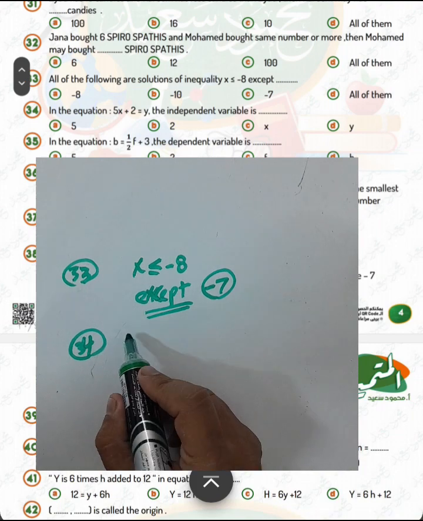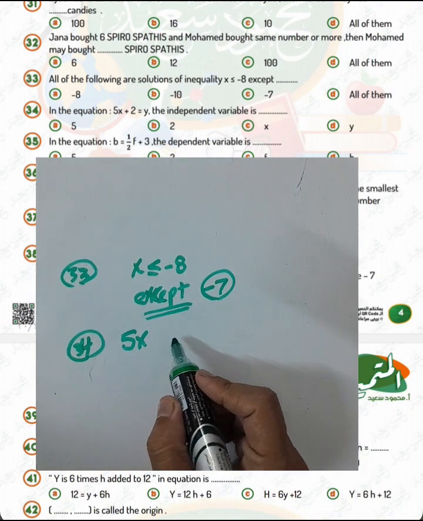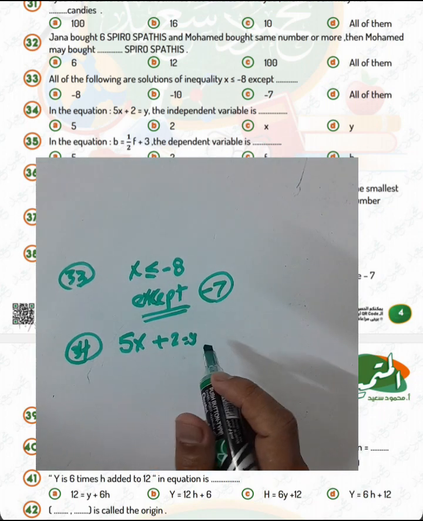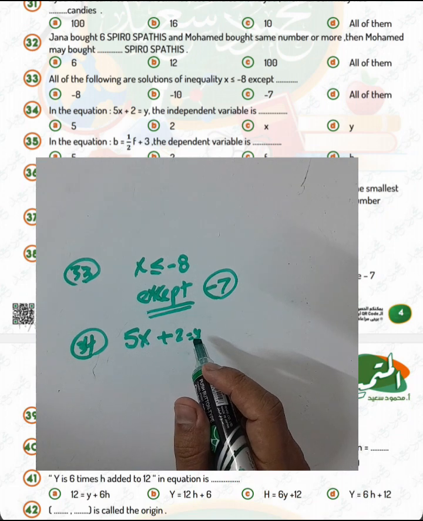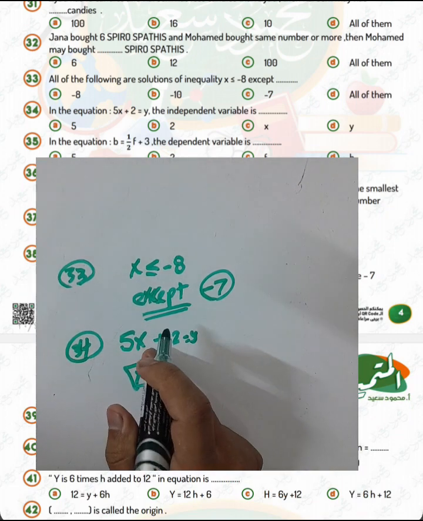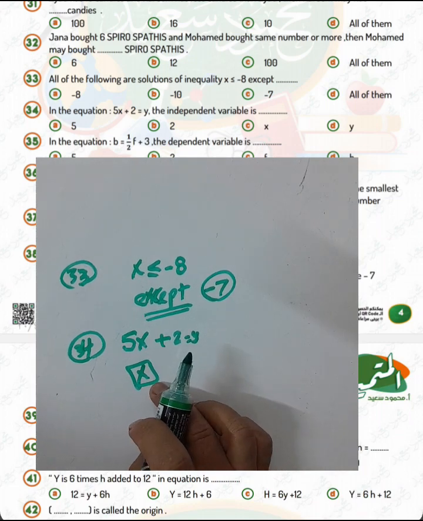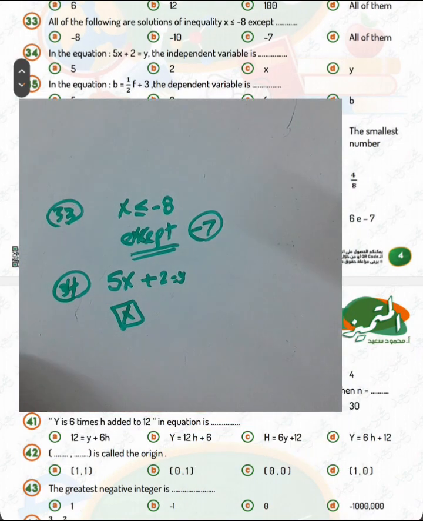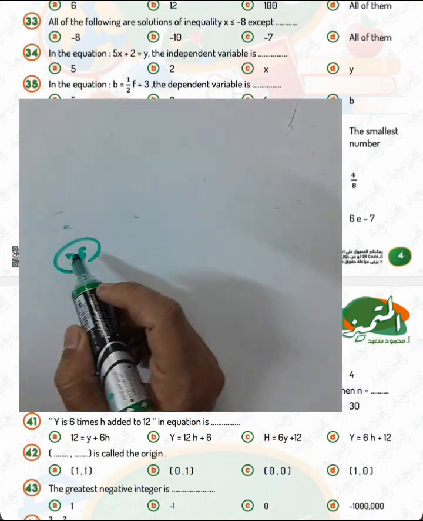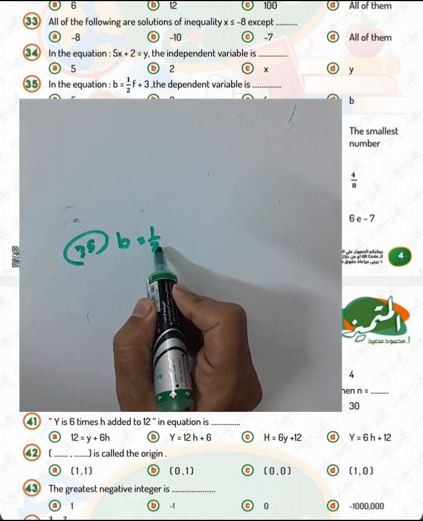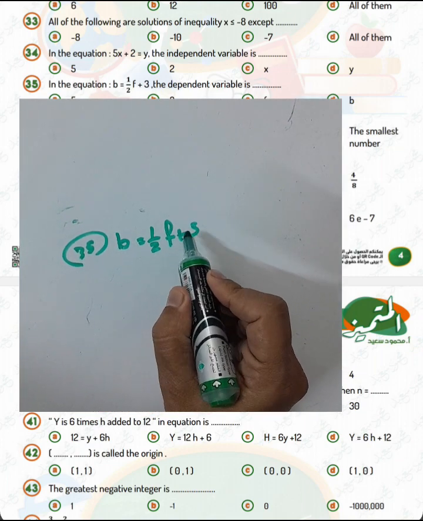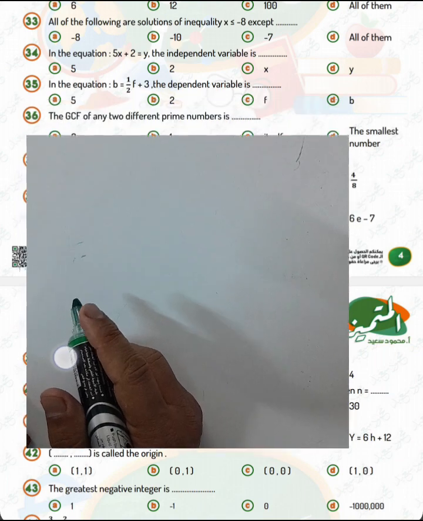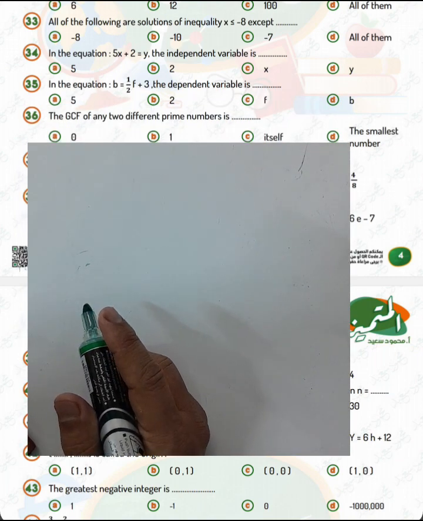Question 34. In the equation 5x plus 2 equals y, the independent variable here will be x. We call x independent and y dependent. So you must choose x. Here, choose letter C about this question. Question 35. In the equation b equals half of f plus 3, the dependent variable will be b. B here is dependent, but f is independent. Okay. Choose dependent b.